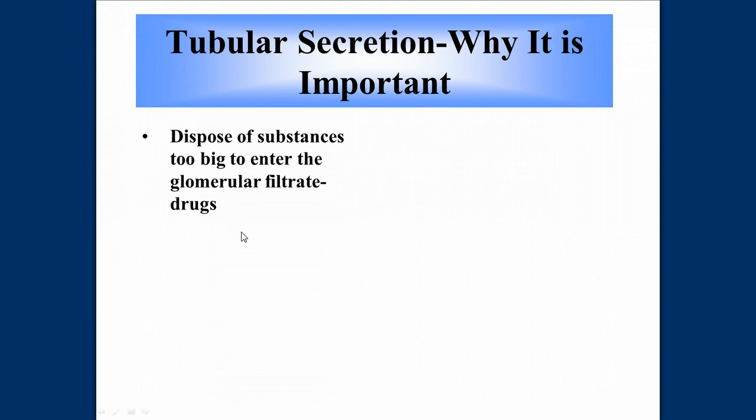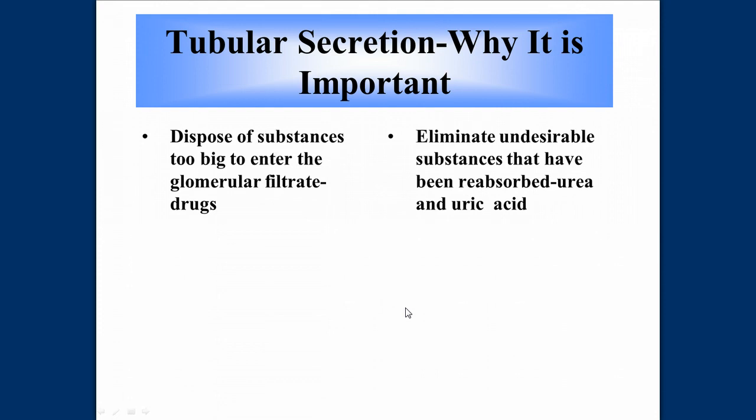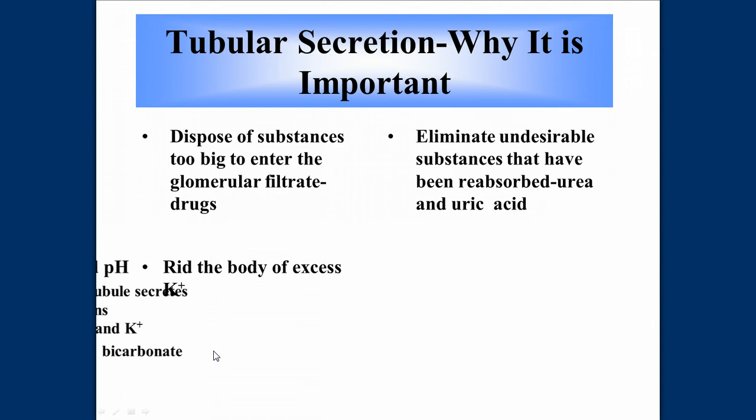Tubular secretion, why is it important? It disposes of substances too big to enter the glomerular filtrate, like penicillin and other drugs that are too big and would not have been filtered out. It eliminates undesirable substances that have been reabsorbed, the urea and uric acid. It helps the body rid itself of excess potassium. You need a certain amount of potassium in the bloodstream, and you've got to get rid of the rest.